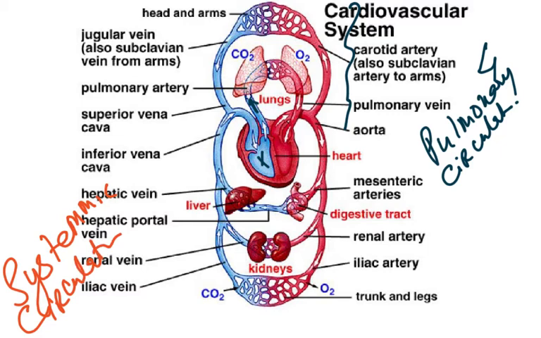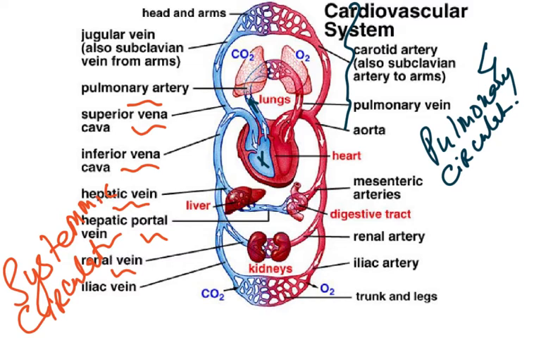Of course, these other blood vessels we are not talking about at the moment. So the aorta comes out, supplying blood to the mesenteric arteries, the renal artery, then the iliac artery and the trunks, and then on this side we've got the veins: the iliac vein, the renal vein, the hepatic portal vein, very interesting, the hepatic vein, inferior vena cava, superior vena cava, pulmonary artery, and of course the jugular vein, also subclavian veins from the arms.